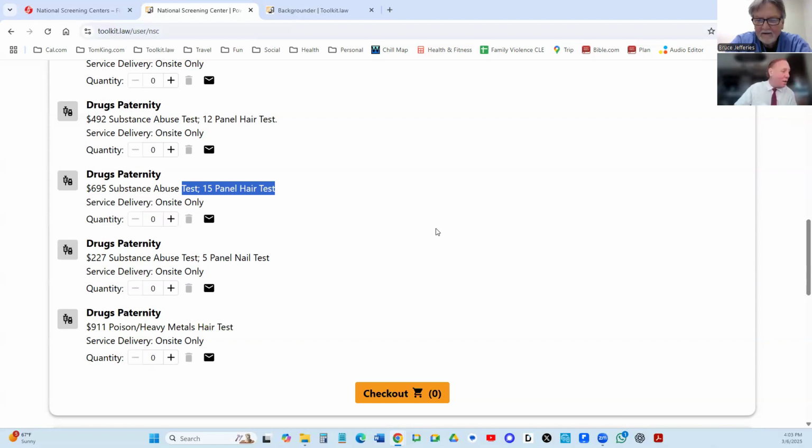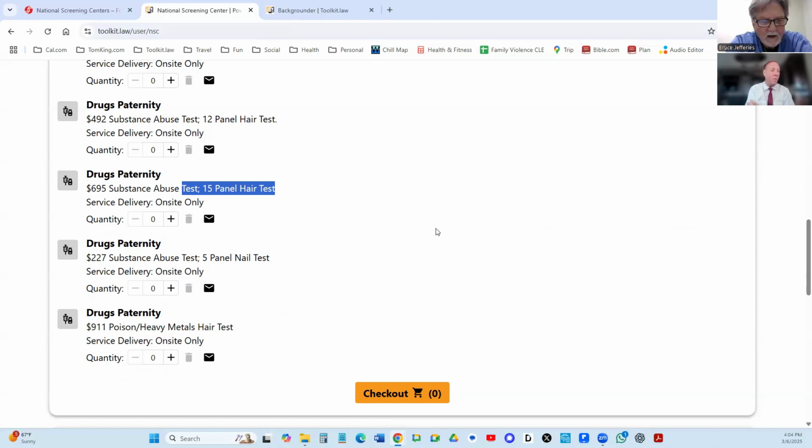15 panel hair test. Okay, in family law, I'm used to seeing 10, I guess 12 panel. Well, who would be using a 15 panel? Well, the attorneys that visit with their clients, and their client will say something to the effect like, "Hey, my wife's doing kratom, or she's doing ketamine, or she's doing Suboxone." Your fives and tens won't catch that. So, there's no reason to run a five or a 10.